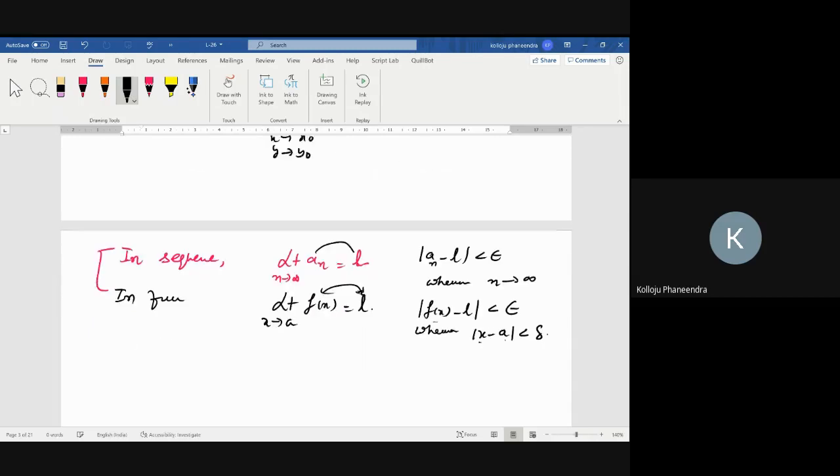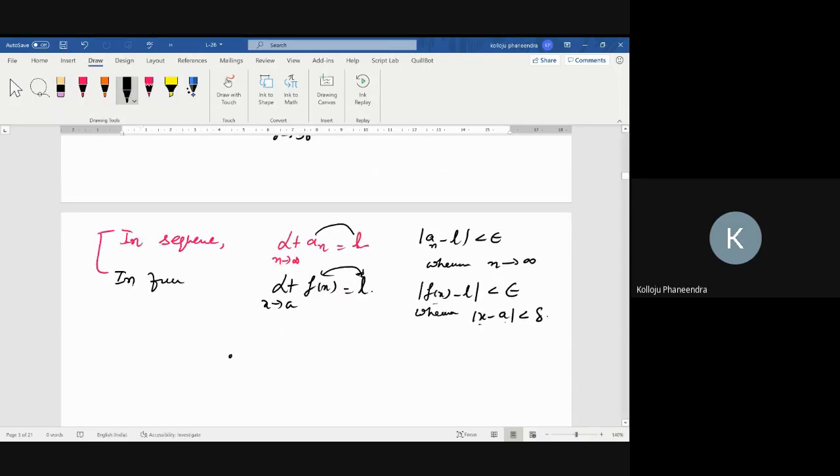What is the meaning of this approach? Just roughly, this is x and this is a. Corresponding to x, the function value is here, and corresponding to a, the function value is here. When x is approaching a, this means the difference between x and a is very small. Then the corresponding difference between f of x and L is also very small. That is called the limit approach.